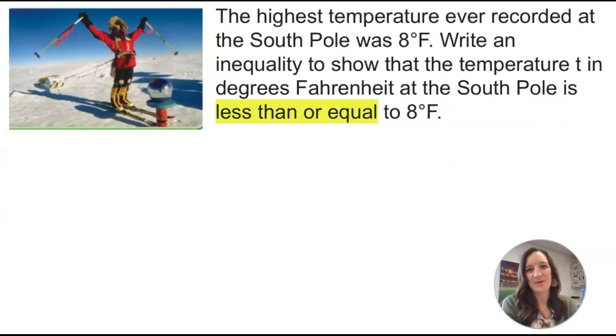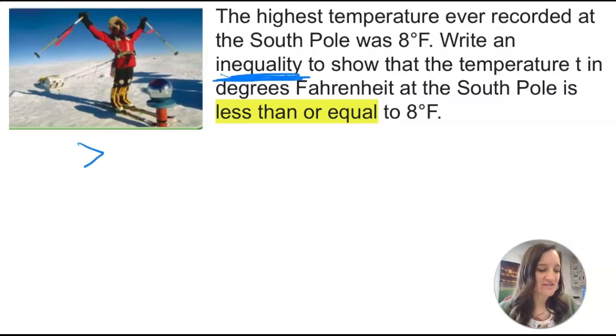Let me give you an example of what I'm talking about. The highest temperature ever recorded at the South Pole was 8 degrees. Here's your fun fact for the day. 8 degrees is the highest that's ever been recorded at the South Pole. Crazy. Write an inequality that shows the temperature T in degrees Fahrenheit at the South Pole is less than or equal to 8 degrees. So it says write an inequality.